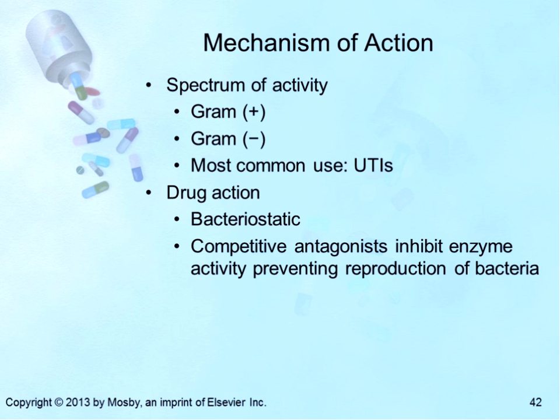Spectrum of activities. Sulfamides are derived from sulfonamide, which is a structure similar to that of the PABA. This is necessary for bacteria to produce folic acid. The sulfamides exert bacteriostatic activity. These are competitive antagonists that inhibit the enzyme responsible for the utilization of the PABA in the synthesis of folic acid. These mechanisms prevent reproduction of bacteria that synthesize the folic acid.